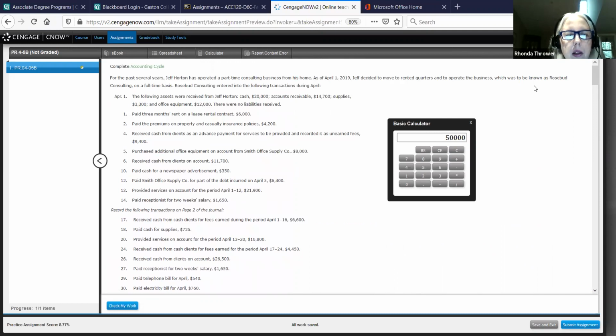All right, and then the next transaction, we are purchasing additional office equipment on account.